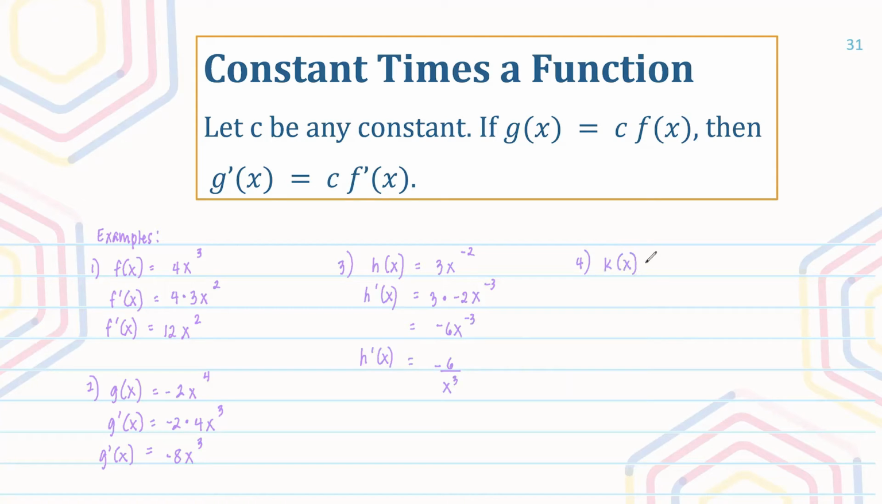Next we have k of x is equal to 3/4 x squared. So here our c is 3/4. So just follow. We have here k prime of x is equal to 3/4 times the derivative of x squared. So you have 2x. So you multiply, we just have here 3 times 2x. We have 6x over 4. You simplify, we have there 3x over 2. And that is our derivative.